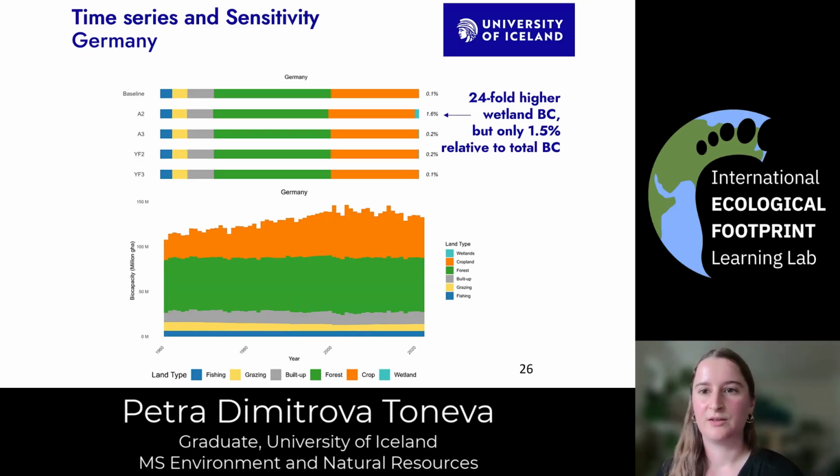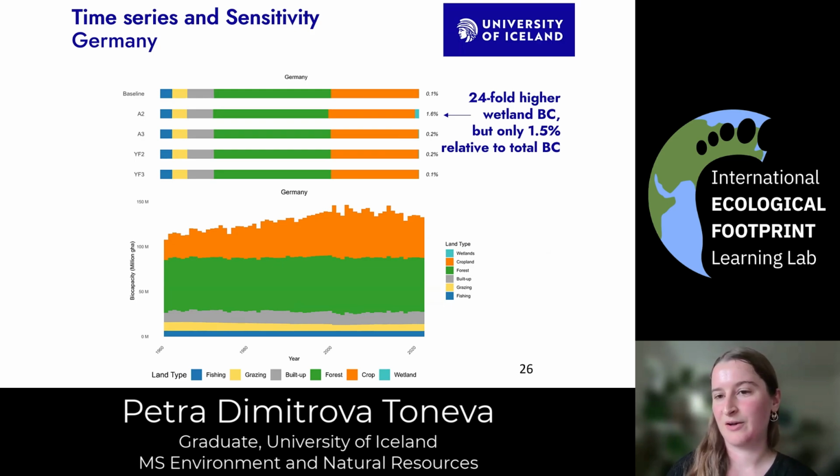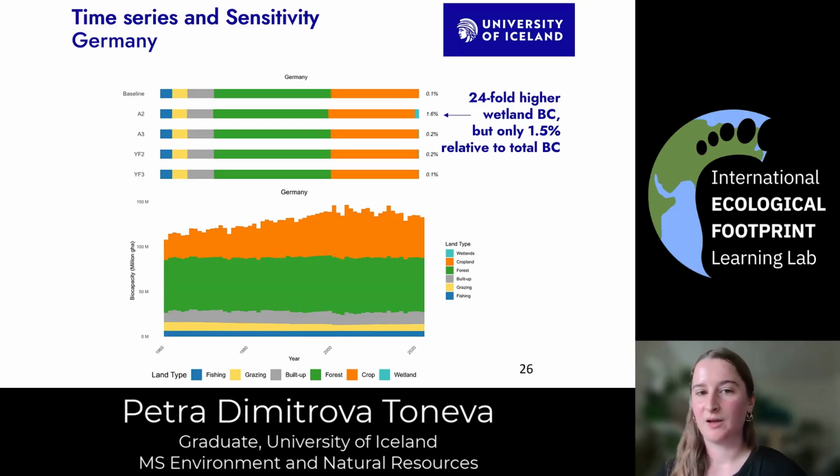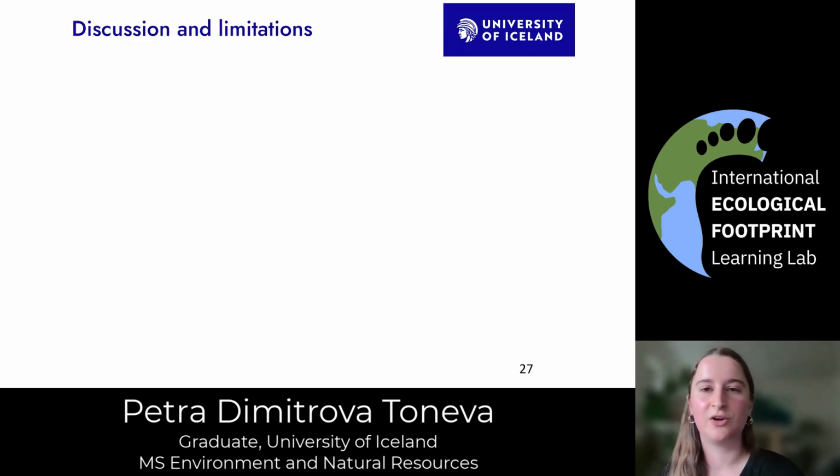And then only in the second scenario, which was based on this Global Lakes and Wetlands database, which also captures its historic wetland signals, we have a 24-fold higher wetland biocapacity. But when we represent that in total biocapacity, it's only a 1.5% increase, again, because other land categories are far more productive and they also have larger areas. So with that, we can go to some limitations of this study.